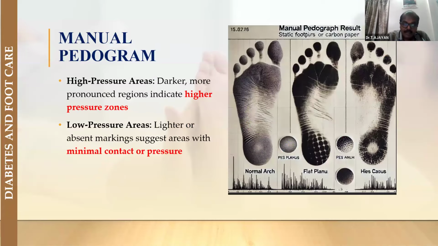This is a manual pedograph. High pressure areas: darker, more pronounced regions indicate higher pressure zones. Minimal contact or pressure areas show absent marking or lighter marking. Lighter marking or absent marking is an indicator of minimal contact or pressure. This one is the manual pedograph.